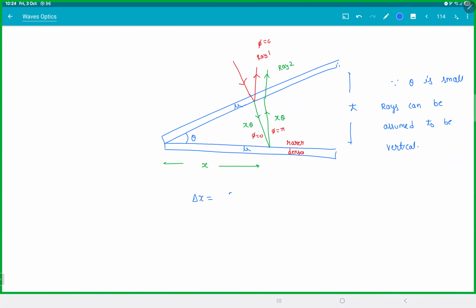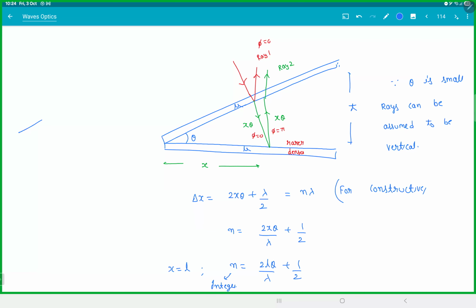So the path difference will be 2x theta plus lambda by 2. This will be n lambda for constructive interference. So the question was like this: find the number of maximas formed. Then we get n is equal to 2x theta by lambda plus half. So if we take x is equal to L, the length, we get n is equal to 2L theta by lambda plus half. So take the nearest integer. If you got 6.7, then the answer is 6.